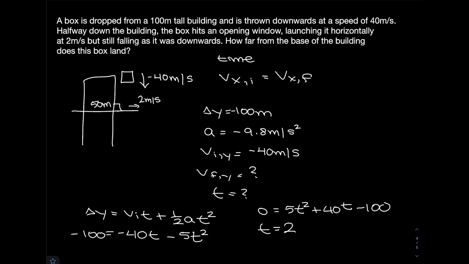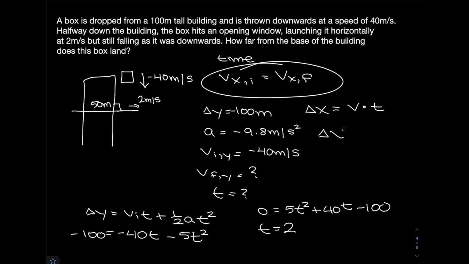So now this is a pretty simple equation. Now we are just going to understand that it's going to take 2 seconds to fall. So if in the horizontal direction the box is traveling at 2 meters per second, and we know this statement up here is true, we can just write delta x is equal to velocity times time. So delta x is equal to 2 meters per second times 2 seconds. Delta x is equal to 4 meters.